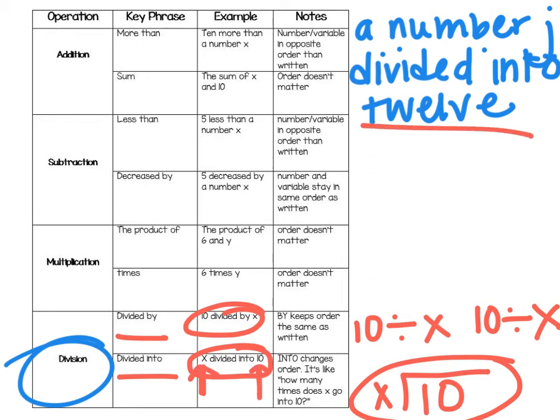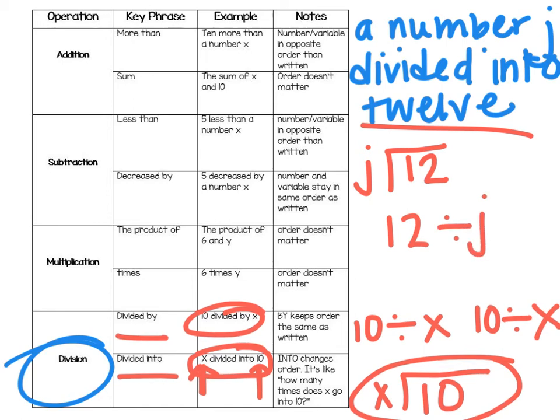So up here, I have a number j divided into 12. So I'm going to write it like this first. Okay, I'm dividing into 12, so 12 is inside, and I have j, so that means 12 divided by j. You could also have something like this, but have a number first, like 12 divided into j. 12 divided into j would be j on the inside, and we're dividing 12 into it, so I would have j divided by 12.